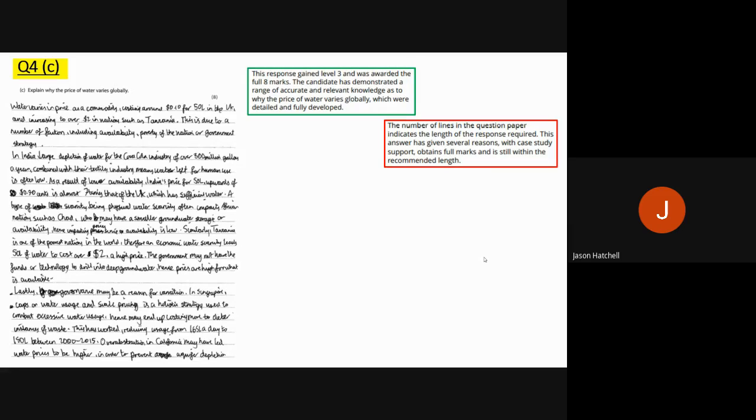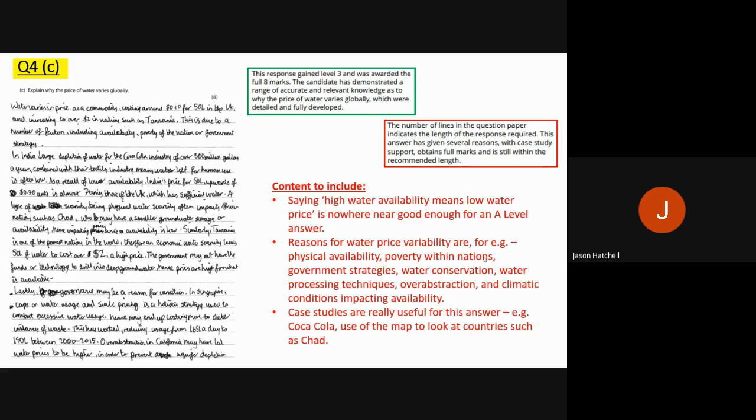But remember, the number of lines on the question paper is the length of response required. A lot of you used half the amount of space you should have here. Okay? So use the recommended length. That is what the length of the answer should be.